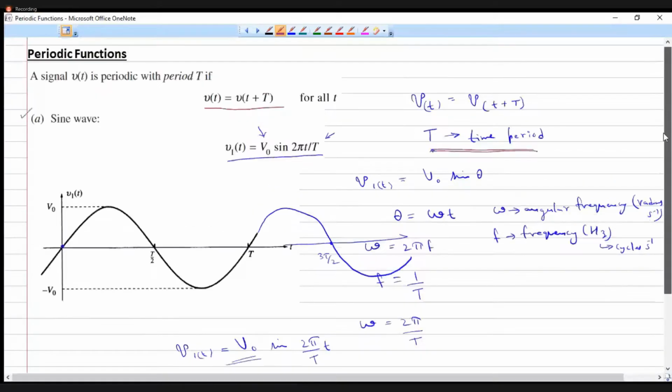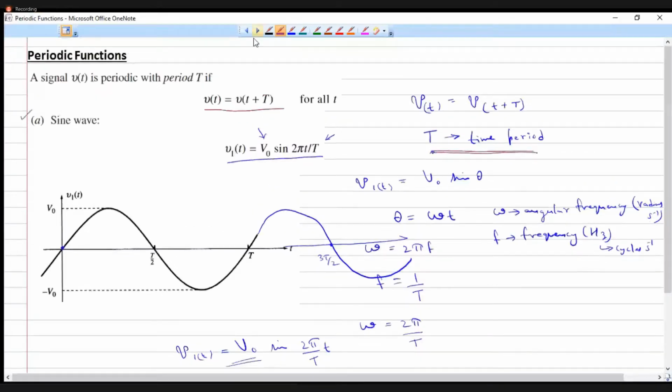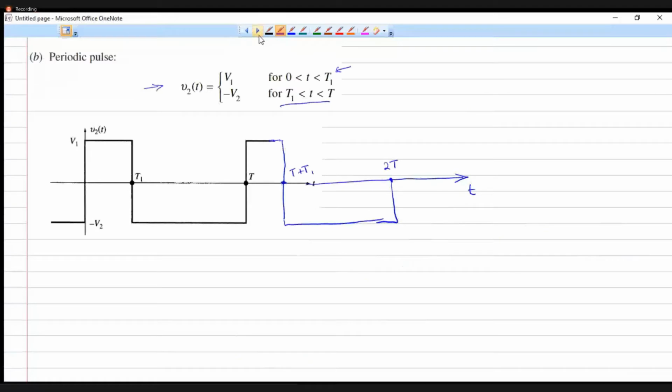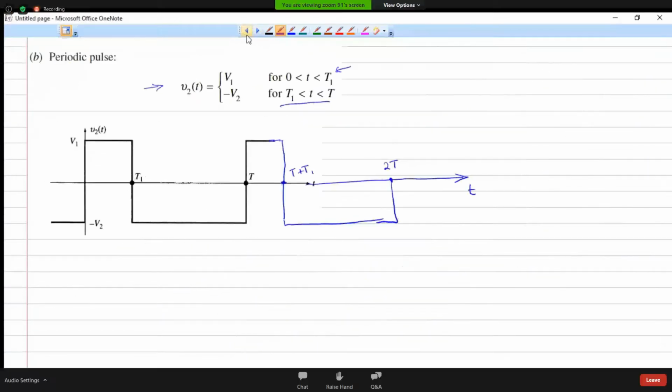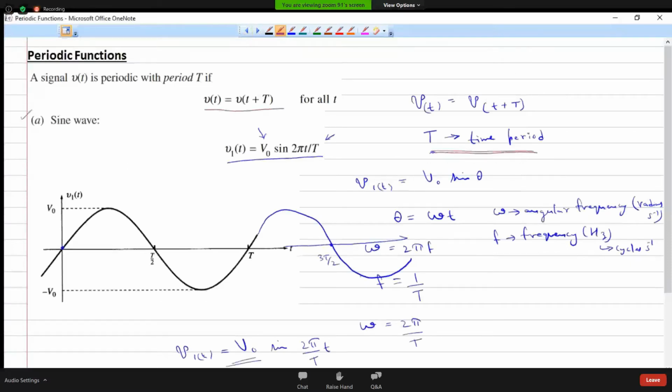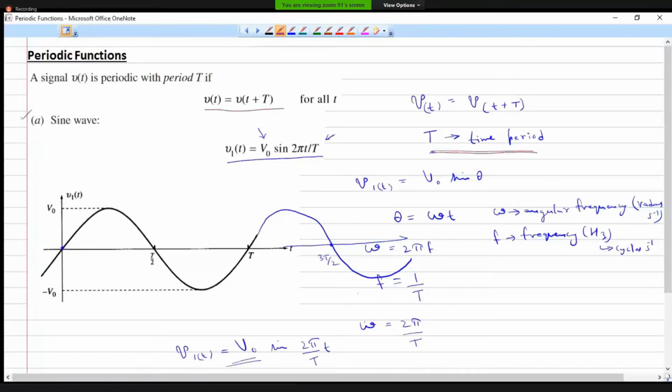After that, we have tried to establish a relationship between the angular frequency, that is omega, and the time period T, and we have written that omega is equal to 2 pi by T for a sinusoidal function.